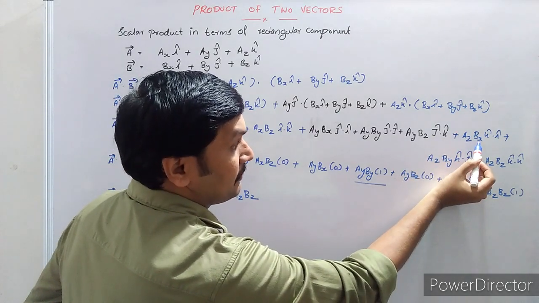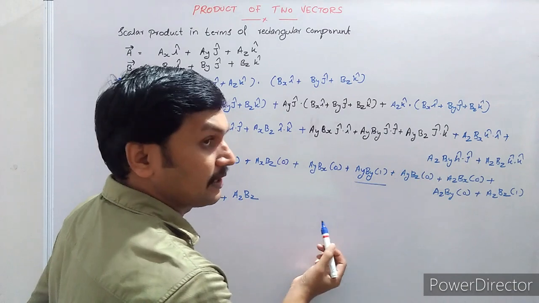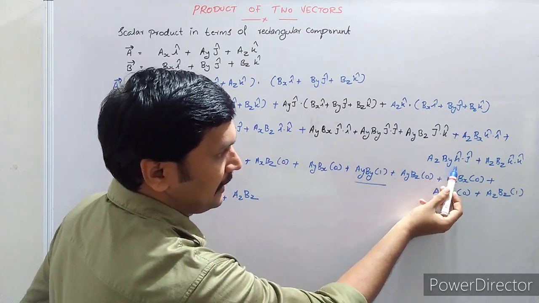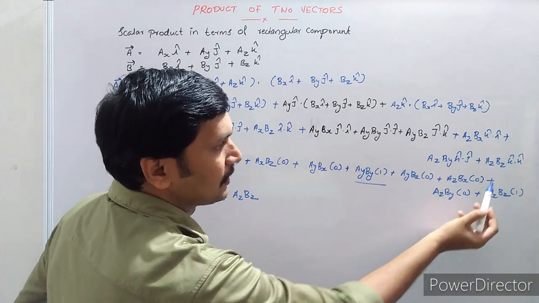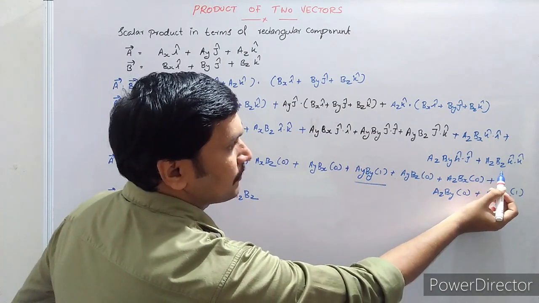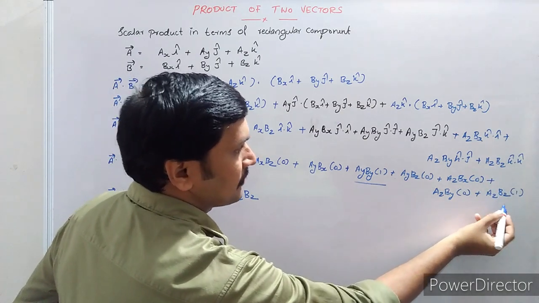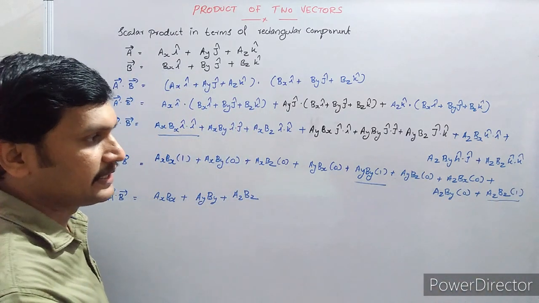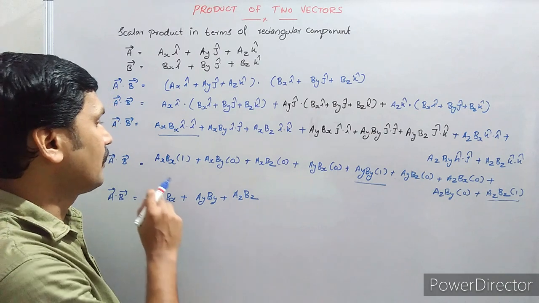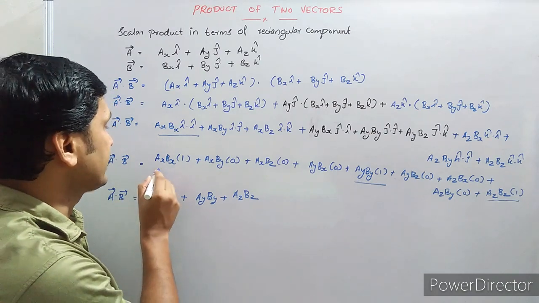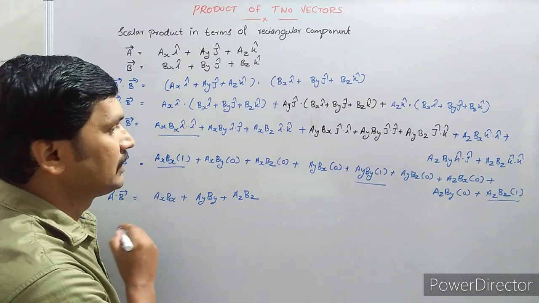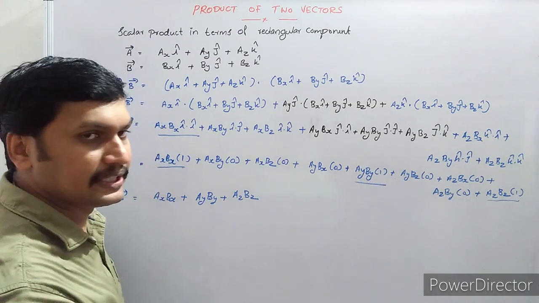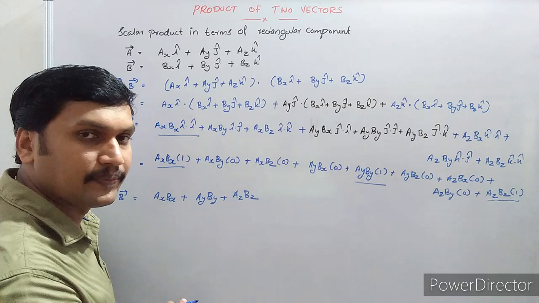Az Bx k dot I, that term comes to 0. Az By k dot j, that also comes to 0. But Az Bz k dot k is there. K dot k is equal to 1, so the third term is Az Bz into 1. So we are getting only these terms, that's Ax into Bx, then Ay into By, Az into Bz. All other terms are 0.